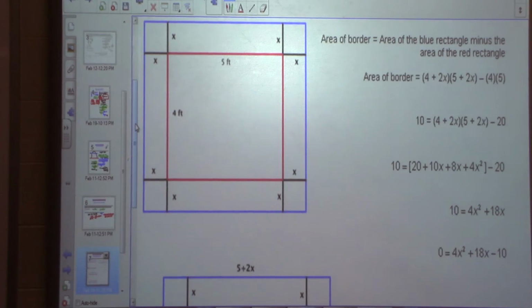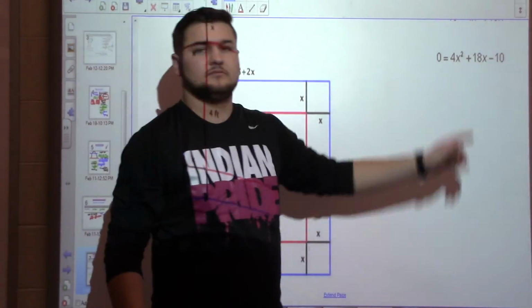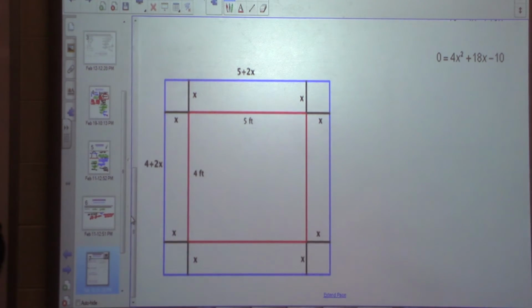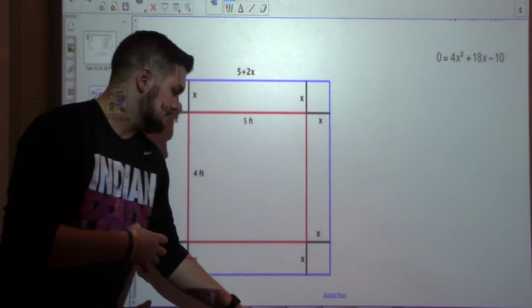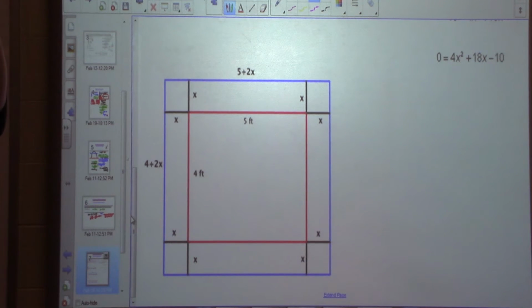So all we have to do is solve for x to figure out how wide our border is going to be. We did all the hard math. Well, we can do two things: quadratic formula or factor. Which one do you guys want to do? You want to factor? All right, let's factor it.